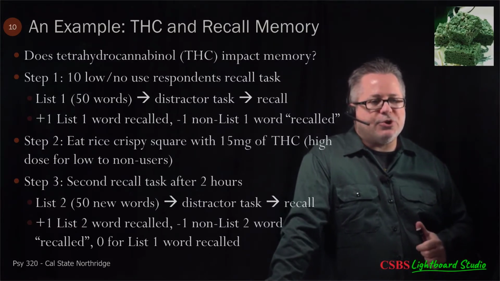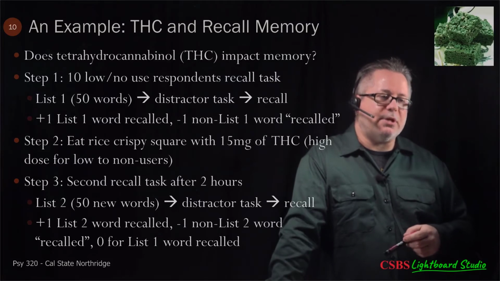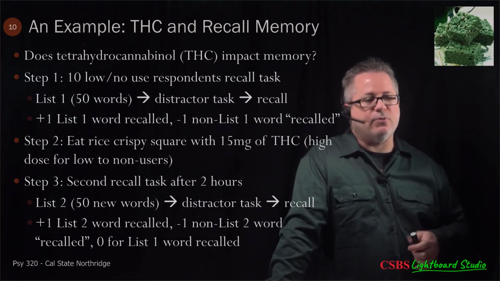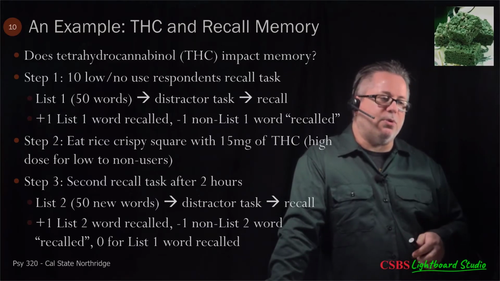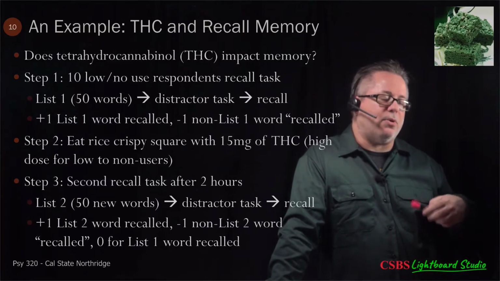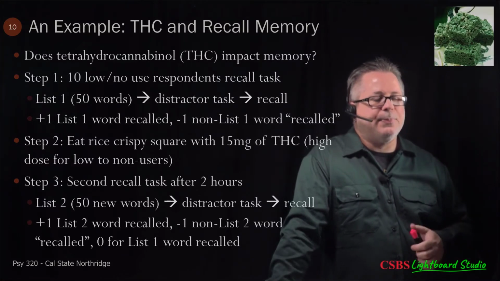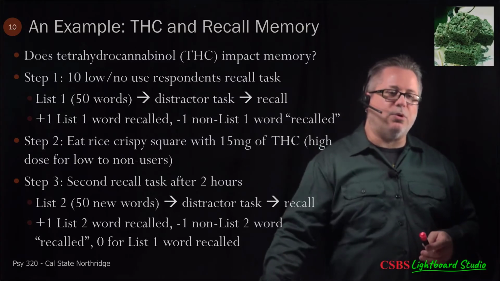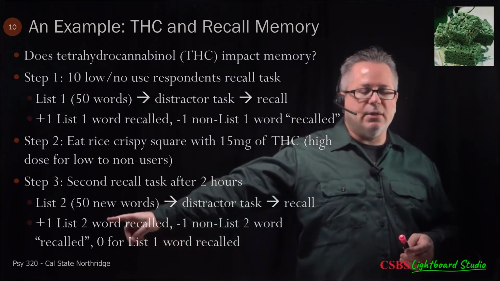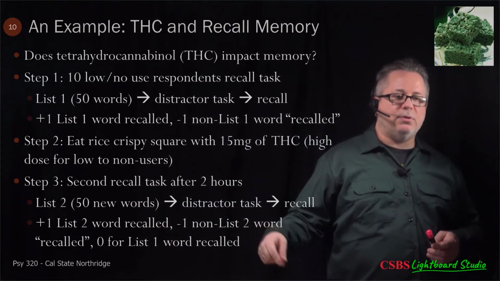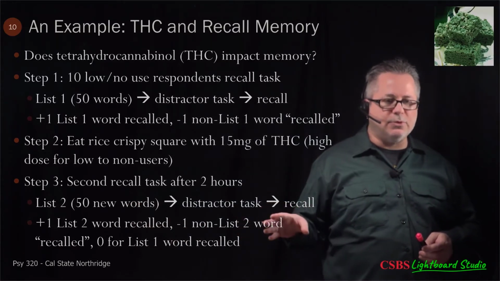Now they're going to be shown a new list. This isn't the same list of words from the pre-test. It's a different set of words. They're shown these 50 new words. They're given a similar type of distractor task, and then they're given a recall task. Again, every word that they get correct, they get a point for it. If it's a non-list word, then they lose a point.